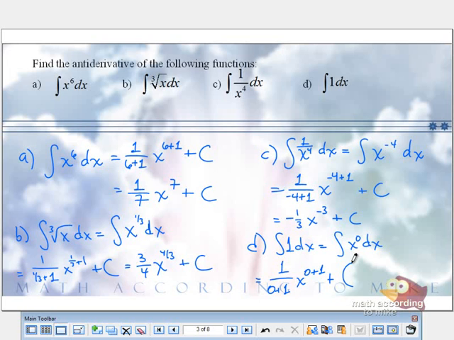What is 1 over 0 plus 1? You timed that very well. 1. And what's that exponent? 1. So it's just x. We don't need to write the coefficient or the exponent because they're implied. And what's the derivative of x? 1. Is that okay?